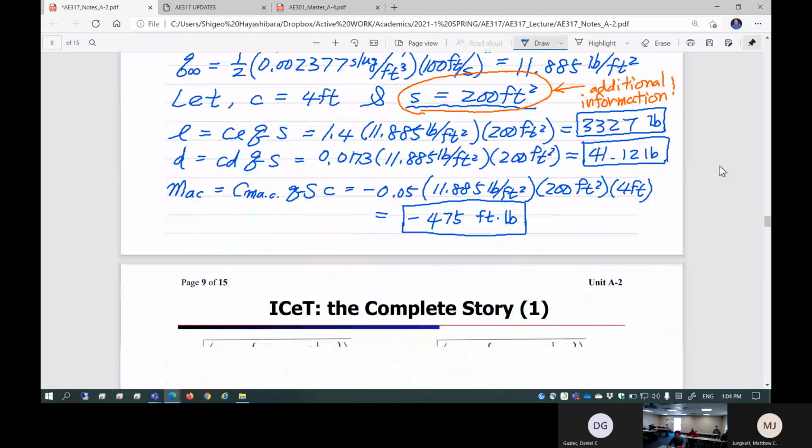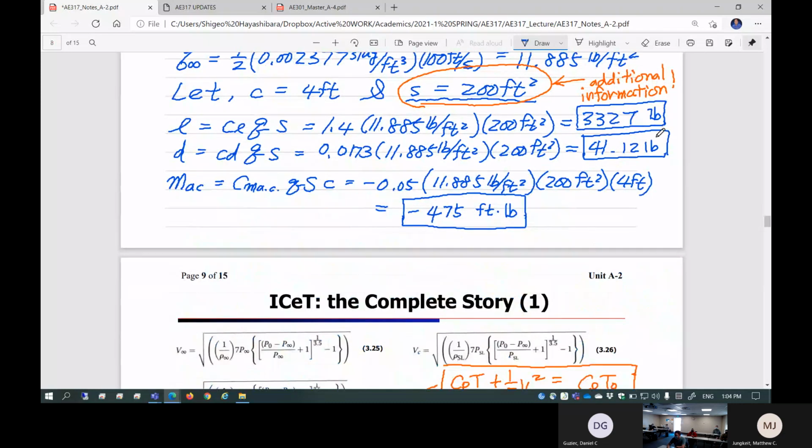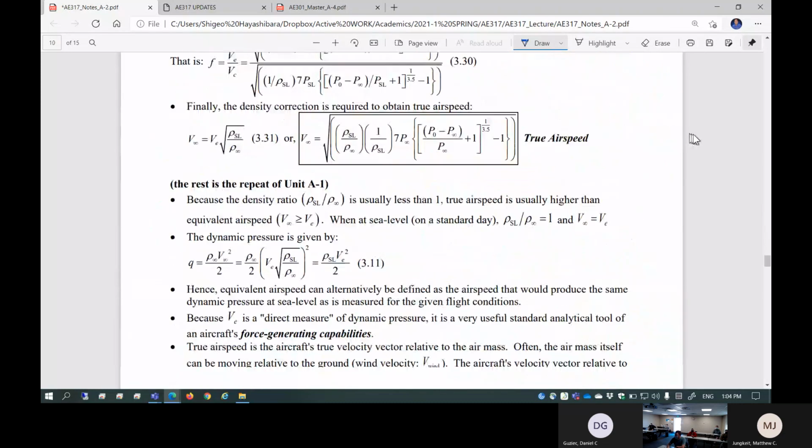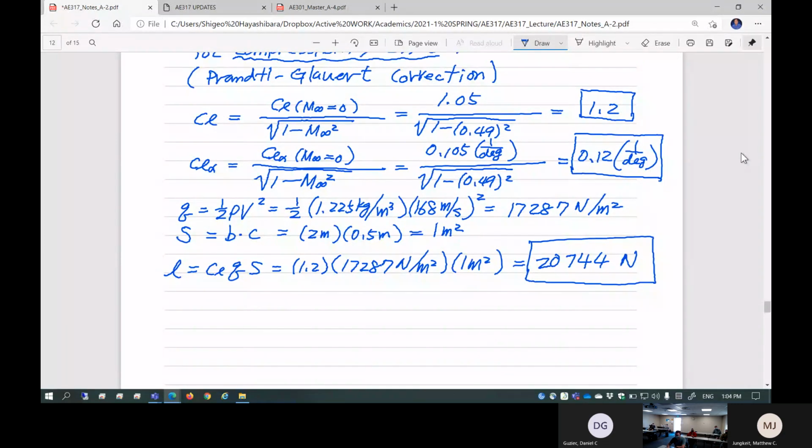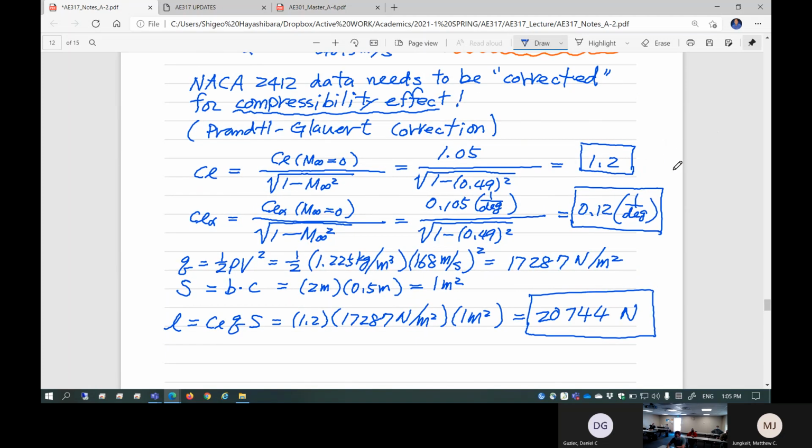If you compare this value against the previous result, I can't even compare, sorry about that. There's no relationship with the previous example. I thought Air Force guys are better than this, but anyway, sorry about that. Suppose you are testing in a high-speed wind tunnel, which is more than 0.3 Mach number. Even though you can match up Reynolds number, you have to do compressibility correction. Okay, so this is one of those things.